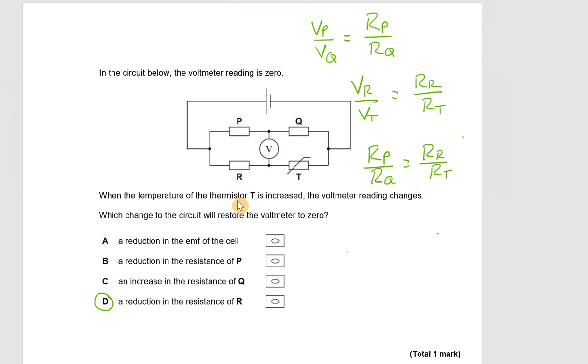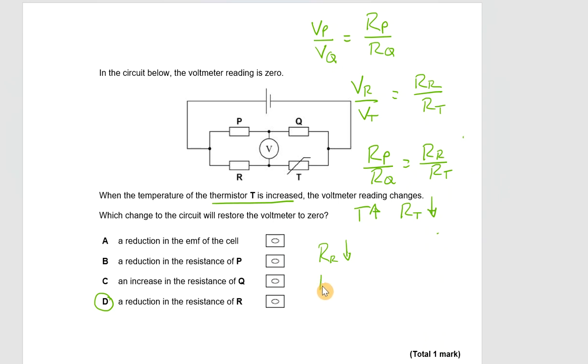Now, when the temperature is increased, the resistance of the thermistor will decrease. So that ratio is going to change, and what I need to do is find out what I can change with resistance R, resistance P or resistance Q to restore, or to make, these ratios the same again. So one thing I could do is reduce the resistance of R. That would restore the ratio.